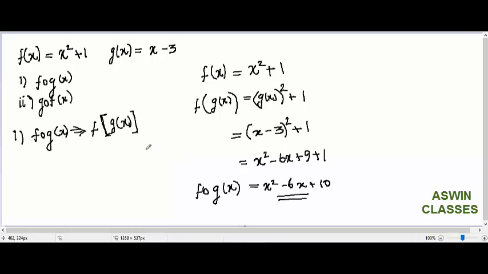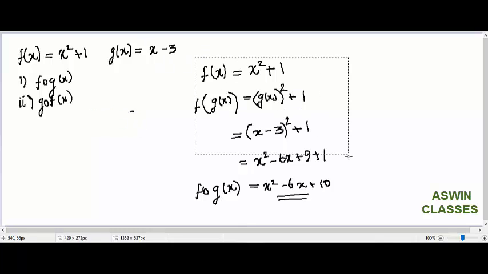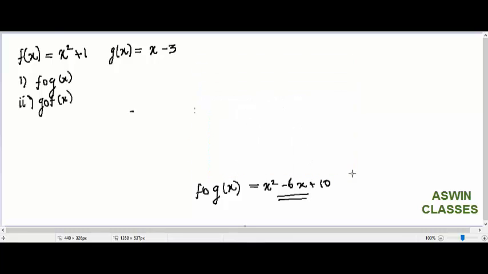Now, see, what about g composition f of x? See, g composition f of x, which means g of f of x.